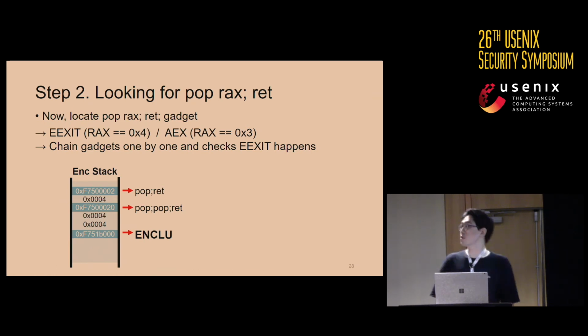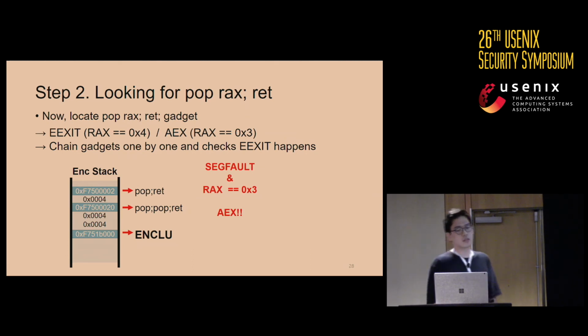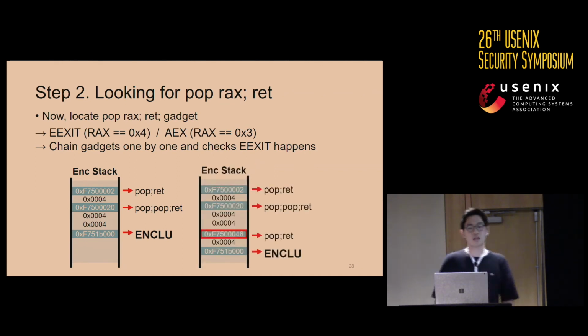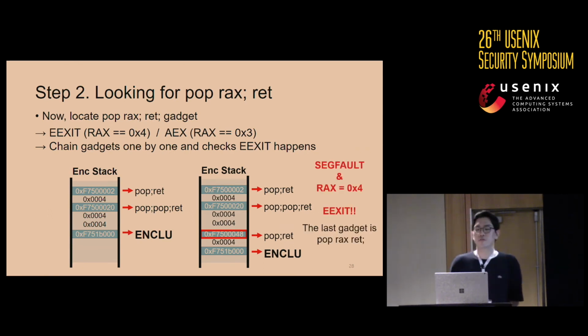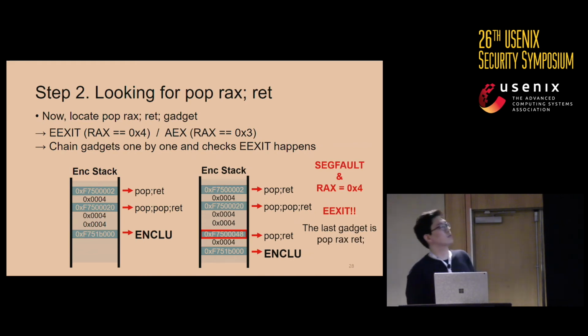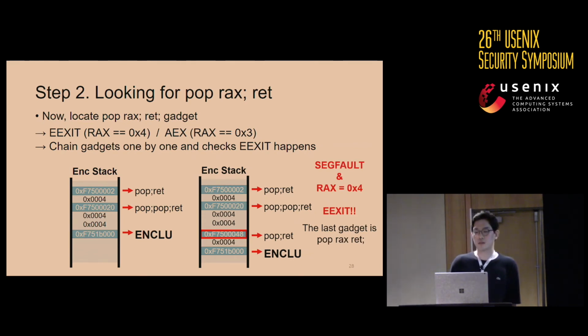Let's take one example. We first chain the two gadgets together with the value 0x4 and return to ENCLU. If we reach a segmentation fault and the value was 0x3 in RAX, then it means an asynchronous enclave exit happened. So we chain one more gadget together with the value 0x4 and then return to ENCLU once again. If we reach a segmentation fault and the RAX register becomes 0x4, it means EEXIT happened. So from that, we can know the last gadget was a pop RAX return gadget.